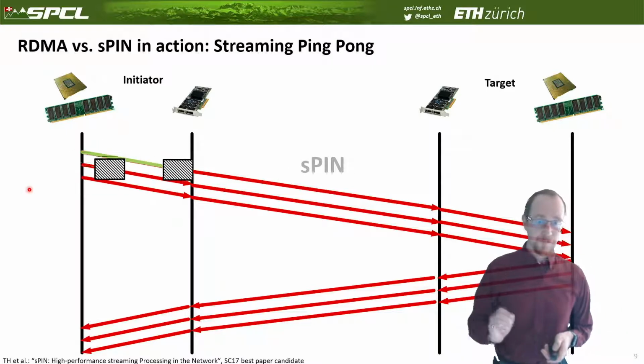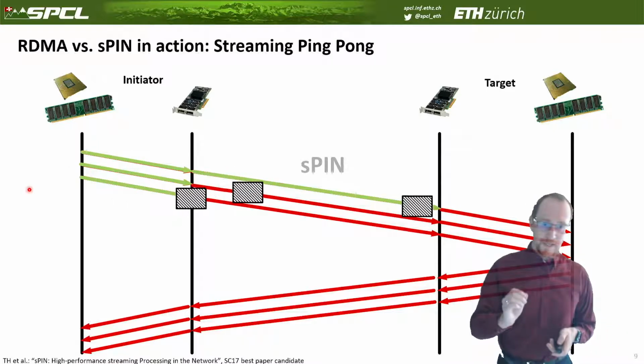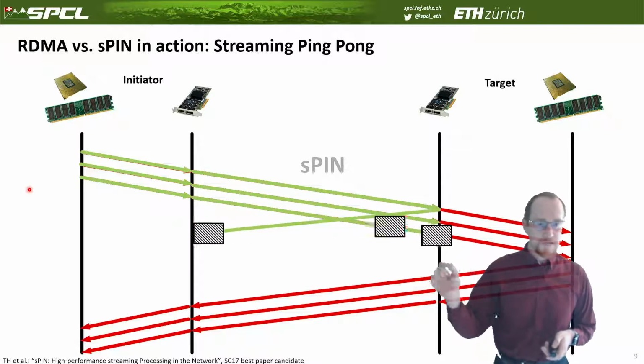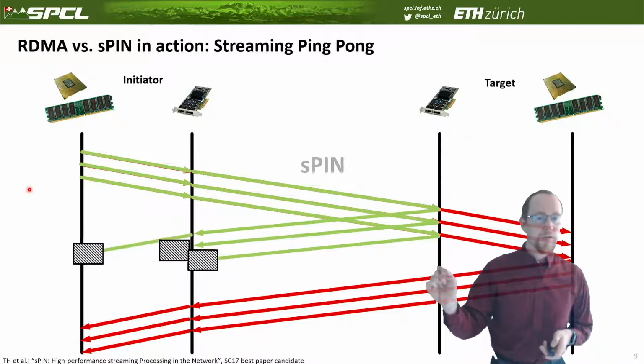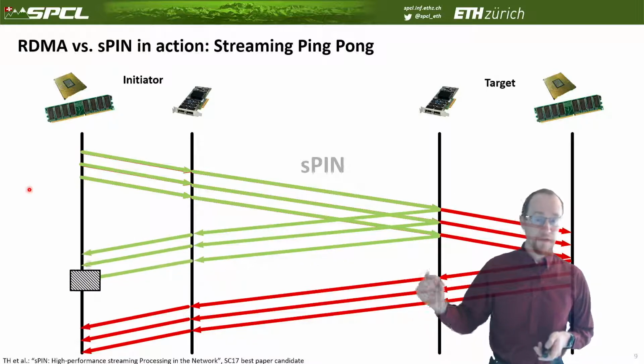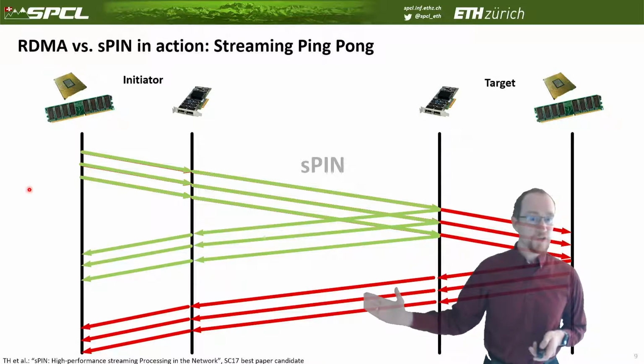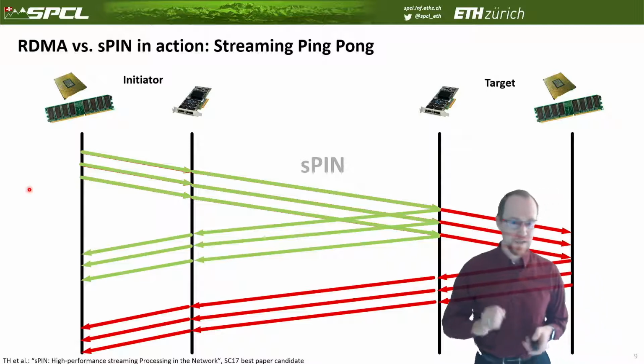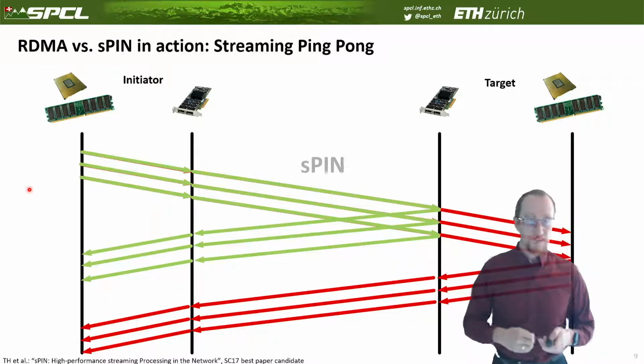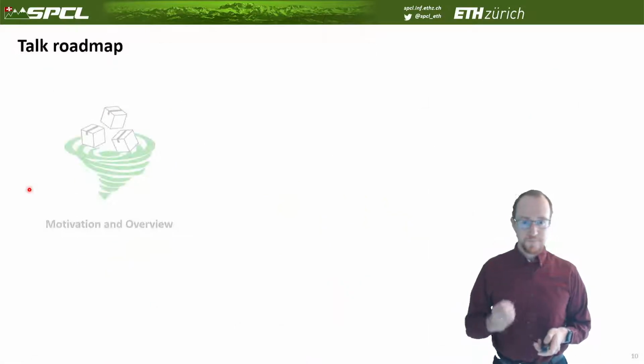But what SPIN can do, and this is pretty nice, is immediately pipeline. So you can see the first packet already leaves the target NIC before the last one arrives. In fact, the first packet may arrive back at the initiator before the target has received the last packet. So we can stream-process through all of these messages at the same time, essentially. So it's a huge improvement.